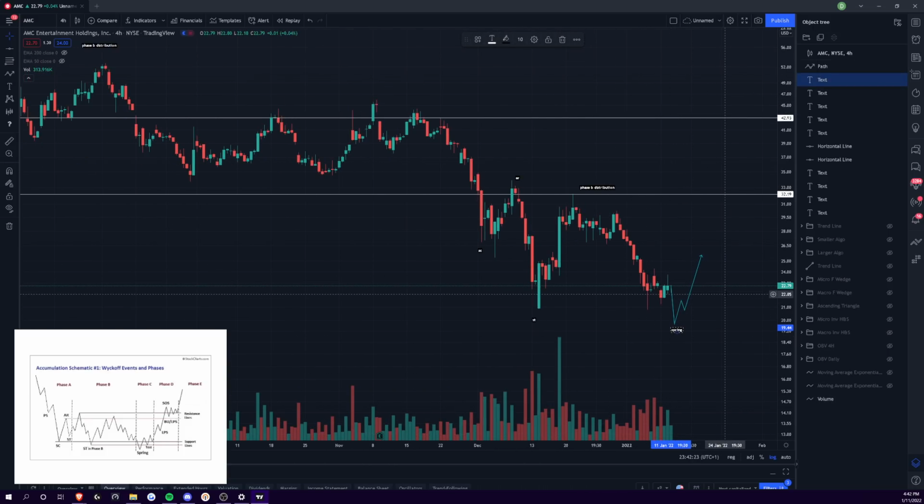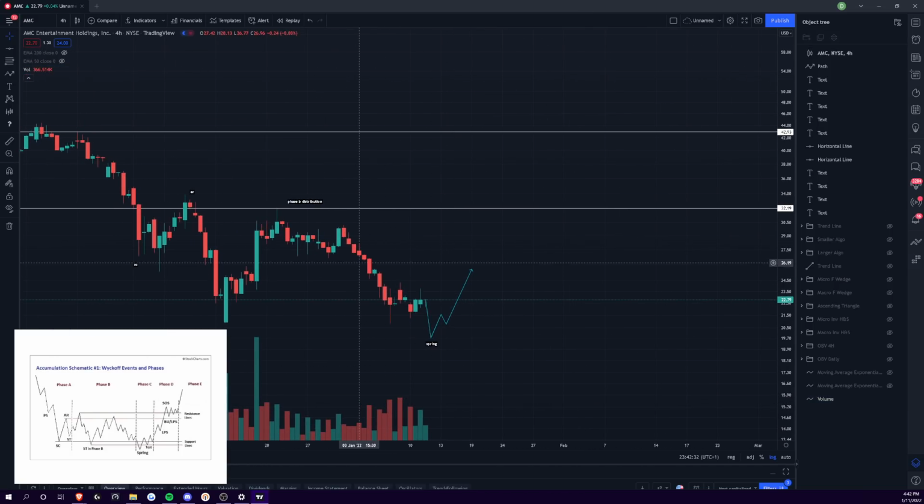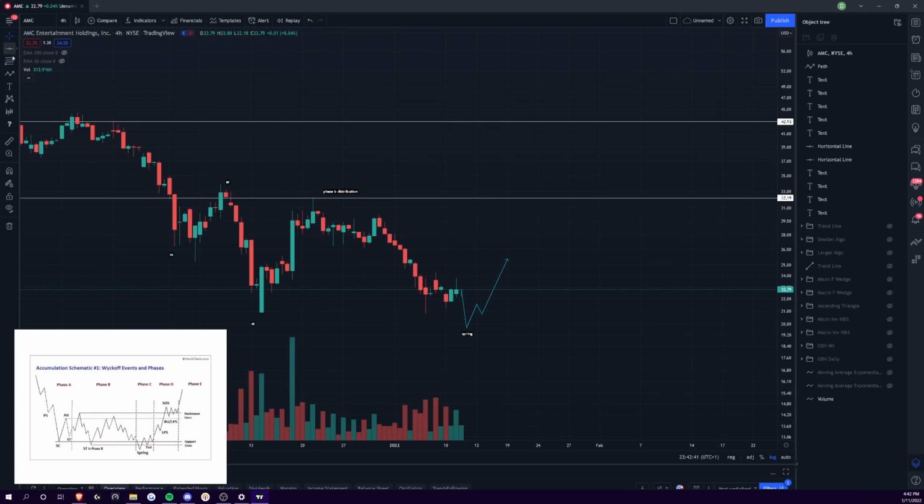Obviously we're kind of teetering on this zone here, and it looks really similar to that phase B, if I'm being honest. If you just look at that section of the chart, you have this drive down, right? And then you kind of hover a little bit here above your support region, right?